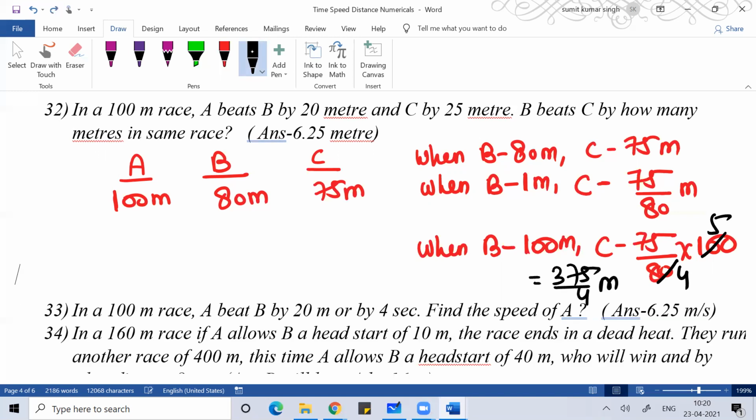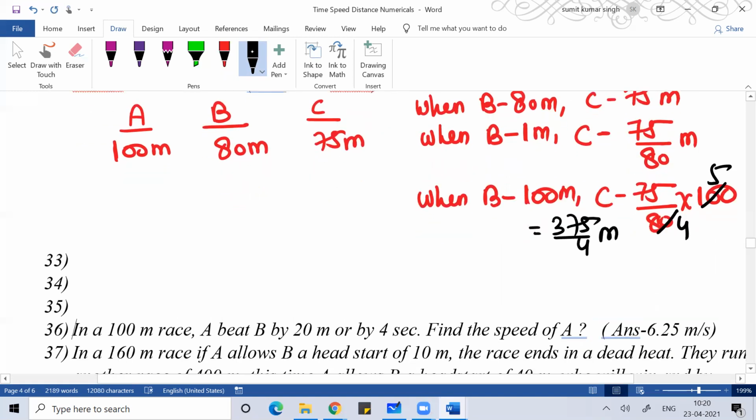375 by 4 meter. If you want the value of 375 by 4, if you want the value, 5 4s are 20... 9 4s are 36, 15 means 3 4s are 12... that gives 93.75 meter. So understand this.